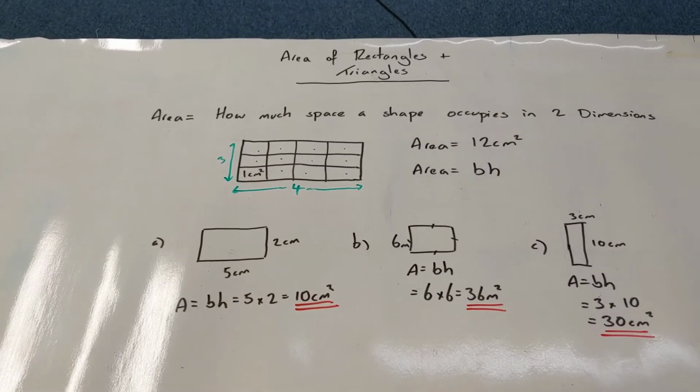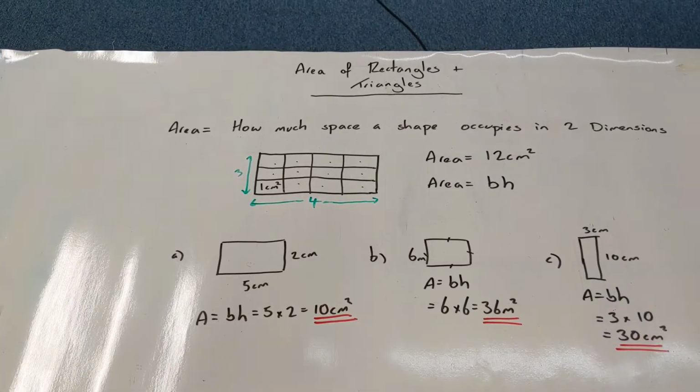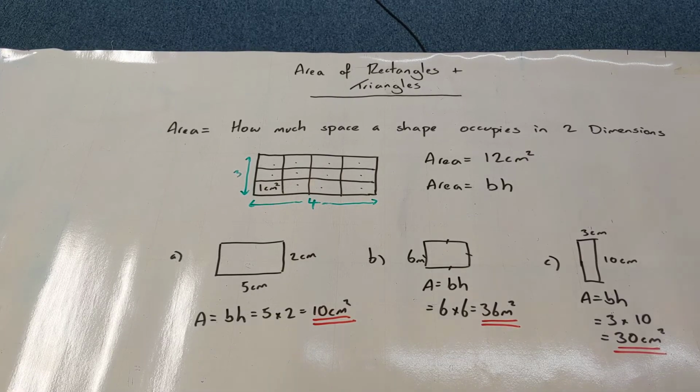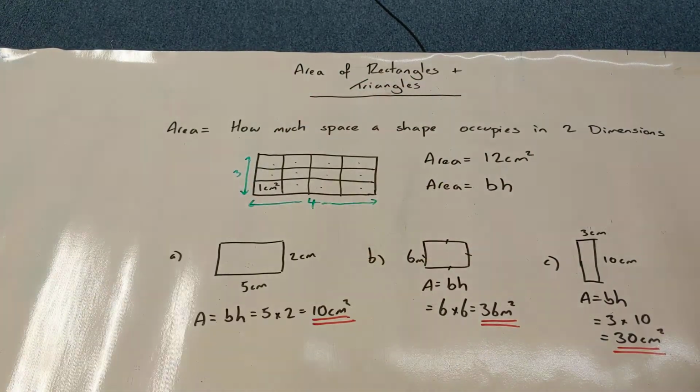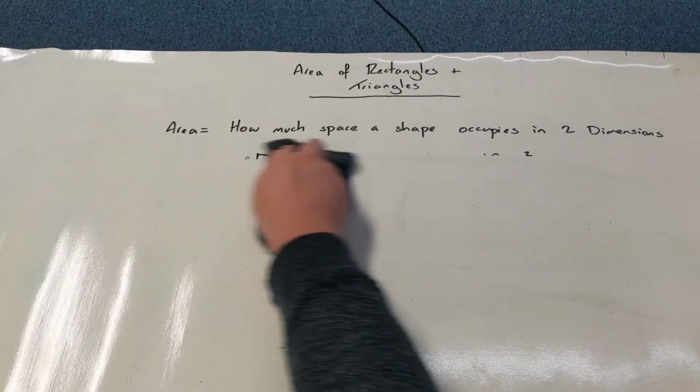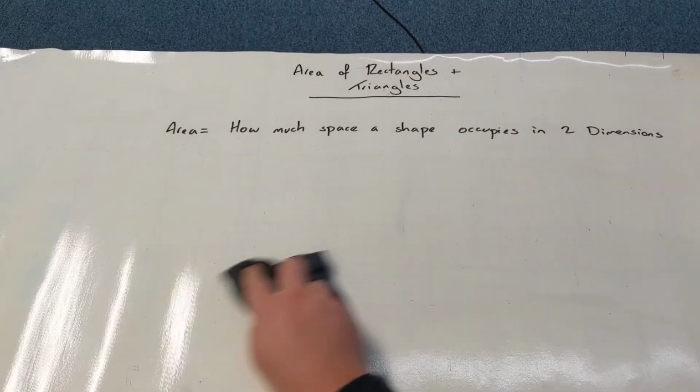It's super easy. Oh, sorry, I didn't realise that wasn't on the camera. It's just the base of it times by the height. So, we also want to be able to work out the area of a triangle, though. And that's a little bit different.